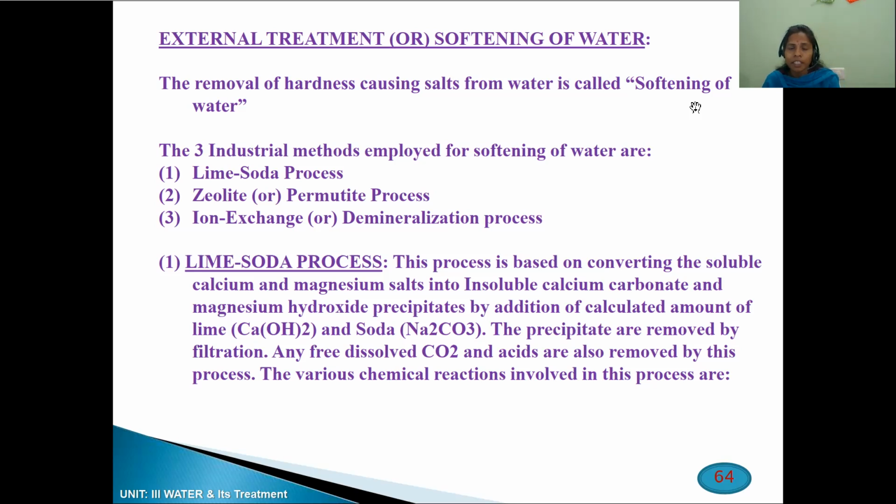In the external treatment, we send the water through externally, so the process is done externally. That is called the external treatment. But in the internal treatment, we add some chemicals in the water. That is called the internal treatment. That is the difference between the external treatment and the internal treatment. We have various external and internal treatments, and among the best of them, today we are going to see.